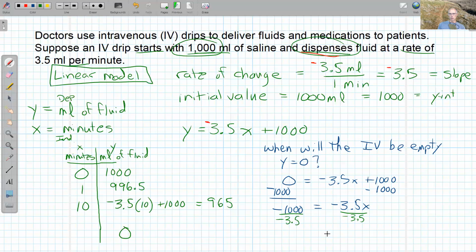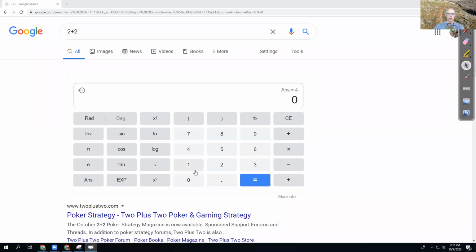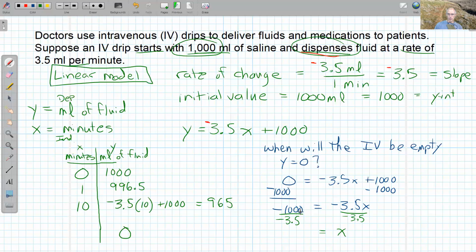And this, I think I do want my calculator for. So we want to take our 1,000. Now both numbers are negative, and negative divided by negative is a positive, so I'm just going to type 1,000 divided by 3.5. And I get almost 286 minutes. So we're going to round to the nearest tenth, for example, here. So 285.7. And I'm going to put an approximate symbol because it's not exact. 285.7 minutes.